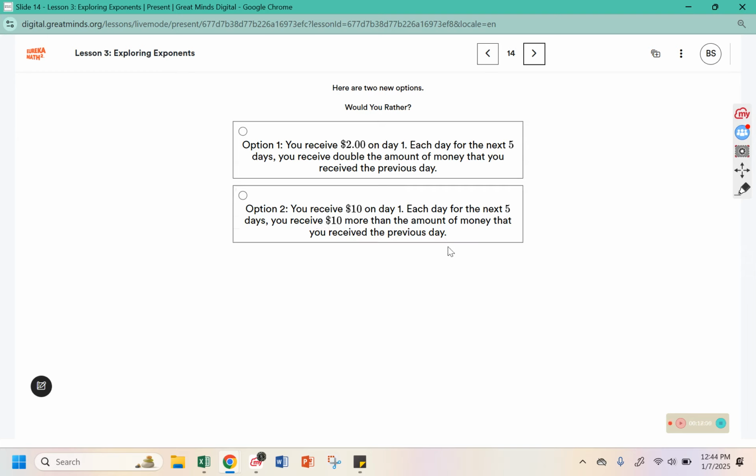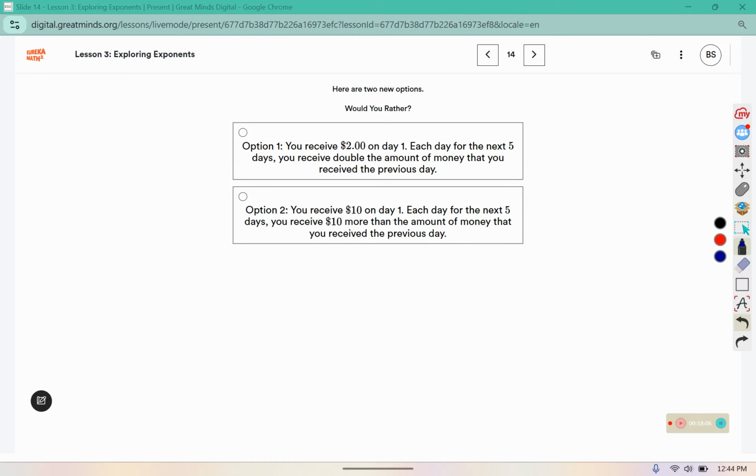So let's do a 5-day model and see which one would be better. On the first day, we would get $2 in option 1, and then we would double, so that would be 4, 8, 16, and 32 for the first 5 days.